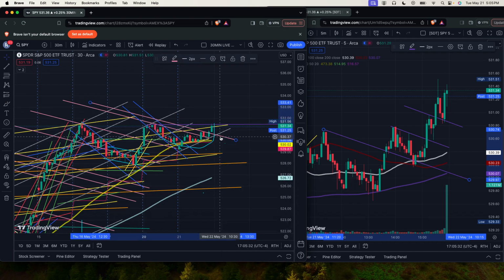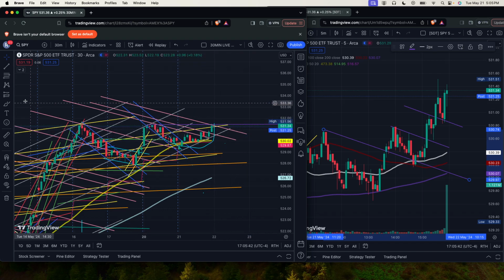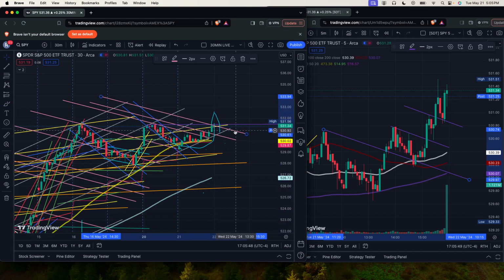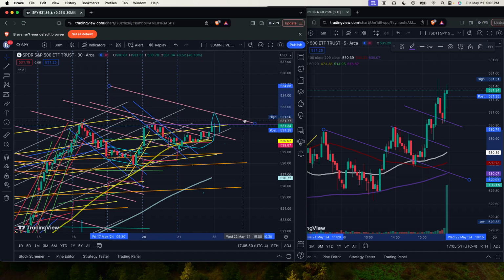So like the pink algo again, the pink algo, and see what the structure is. We might gap up tomorrow and then head down, because we didn't really close it strong enough. So that might be the play tomorrow.